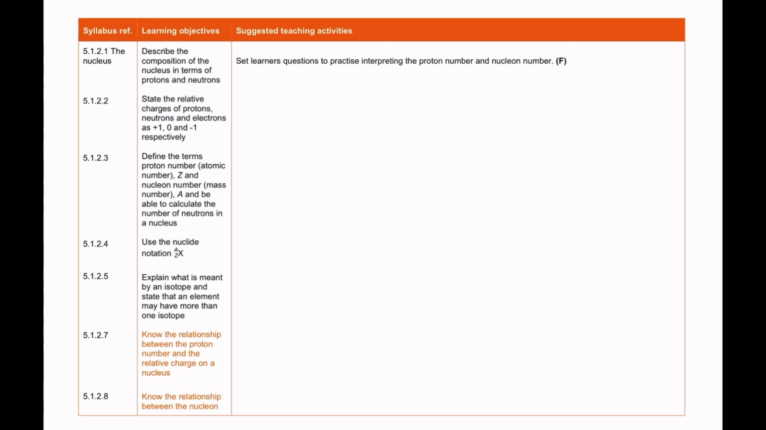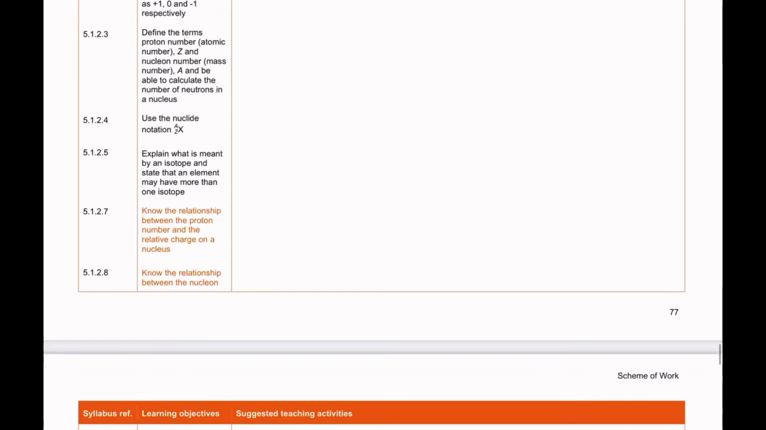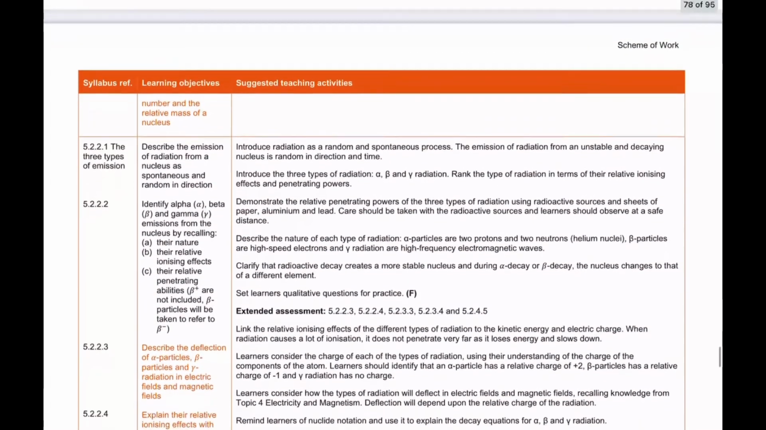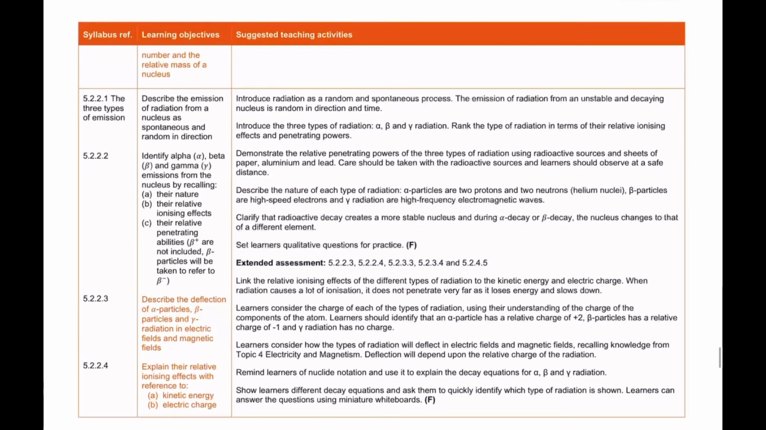Use the nuclide notation, X with A as superscript and Z as subscript. Explain what is meant by an isotope and state that an element may have more than one isotope. Know the relationship between the proton number and the relative charge on a nucleus. Know the relationship between the nucleon number and the relative mass of the nucleus.